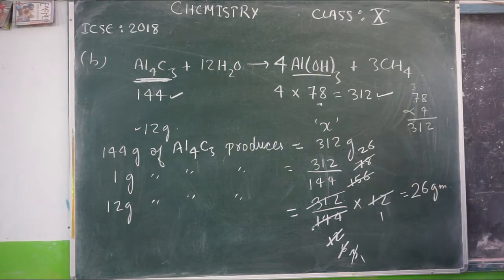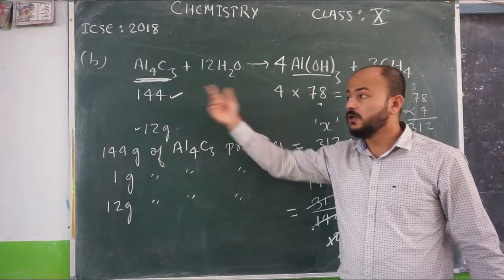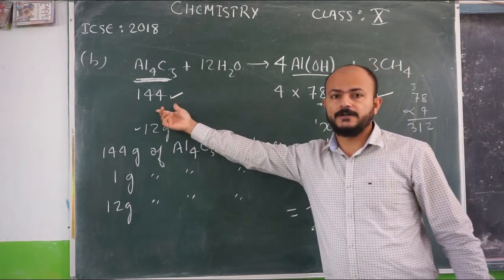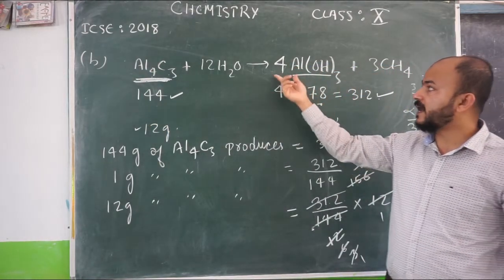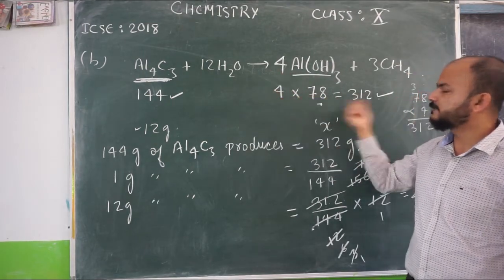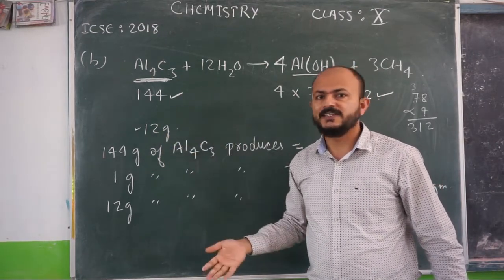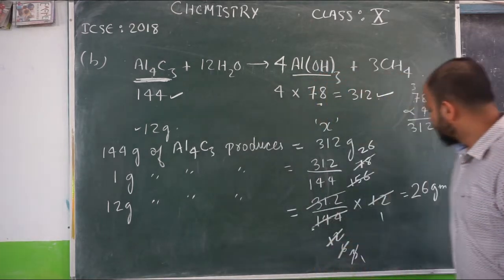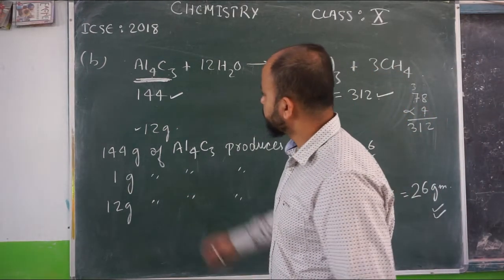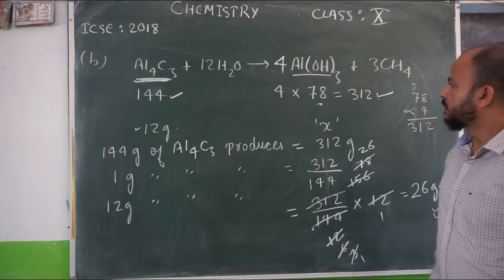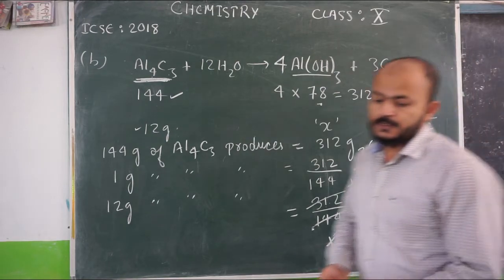So this is a very simple calculation. The most important part is here. You have to read it. You have to know from the given equation which two are related, and you have to take whatever is given, like 144, and here 78 was given, but you have to look at the balanced equation. 1 mole is producing 4 moles, so it has to be multiplied with 4. So you get 312, and they are asking for 12 gram. Once you get 3 pieces of information, the 4th can be easily calculated by the simple unitary method. So the answer that you obtain is 26 gram. That means whenever 12 gram of aluminium carbide reacts, the amount of aluminium hydroxide produced is 26 gram. Okay, now let's move on to the next question.